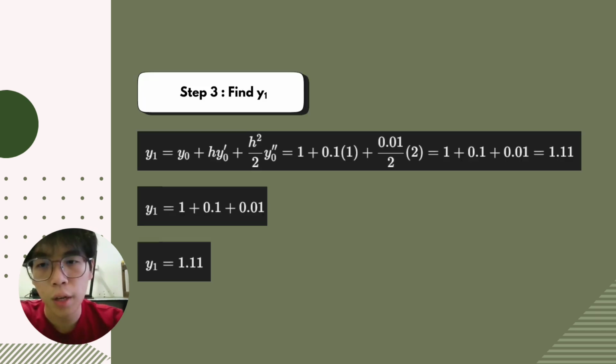In step 3, we need to find y1. The formula of y1 is based on the general formula and the third key information that we obtained from the question.